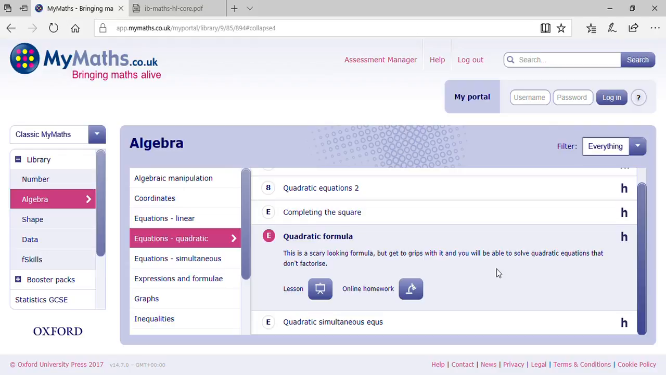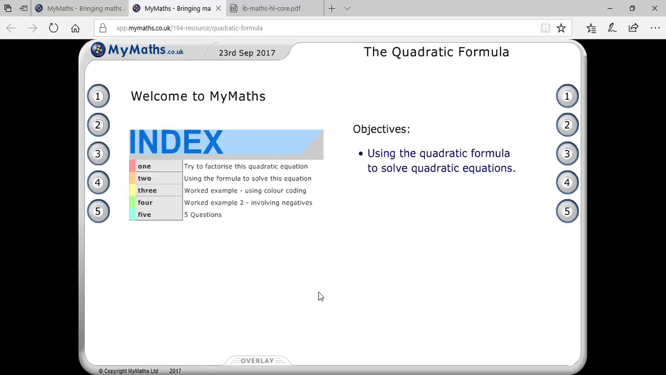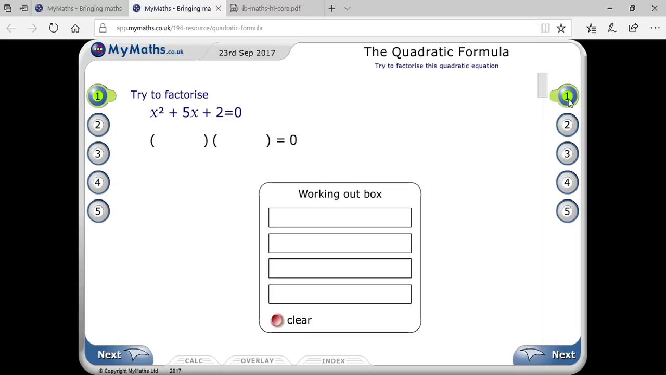Clear? Okay. So now, let's start and see what type of knowledge is given here. Using the quadratic formula is the only topic that we have to study over here: using the quadratic formula to solve quadratic equations. So you can see that I am clicking first. Okay, try to factorize it.